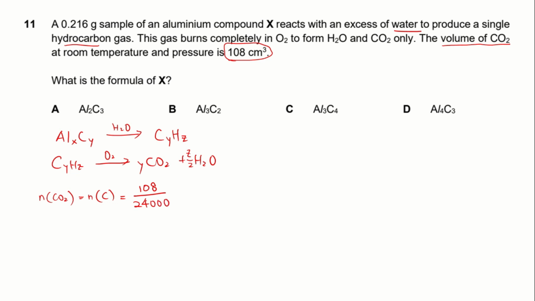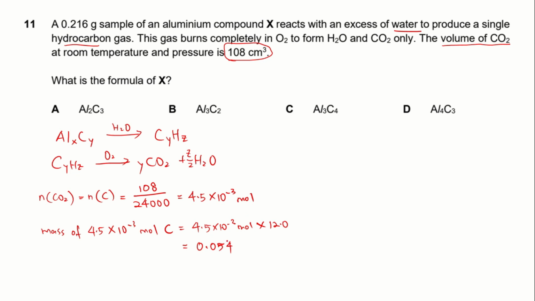Finding number of mole of a gas is dividing volume by 24,000, because 24,000 will be the volume of 1 mole of gas at room temperature and pressure. That would give us 4.5 times 10 to the power of negative 3 mole. So that would be the number of mole of carbon in aluminum carbide. Next, I want to find the mass of carbon. Multiply the number of mole by the atomic mass of carbon, gives us the mass of carbon in aluminum carbide.